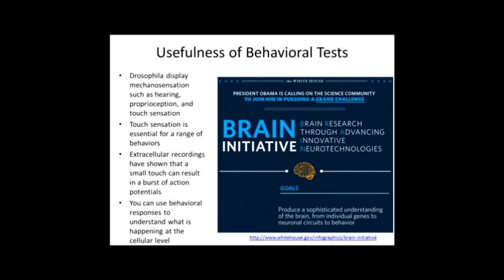Extracellular recordings have shown that a small touch can result in a burst of action potentials, so that is important in knowing that a small stimulation can result in this behavioral response on a cellular level. So using my behavioral assay, I hope to connect what's happening in the outward appearance and the behavioral responses and connect that to what is happening on the cellular level from the neurophysiology standpoint.